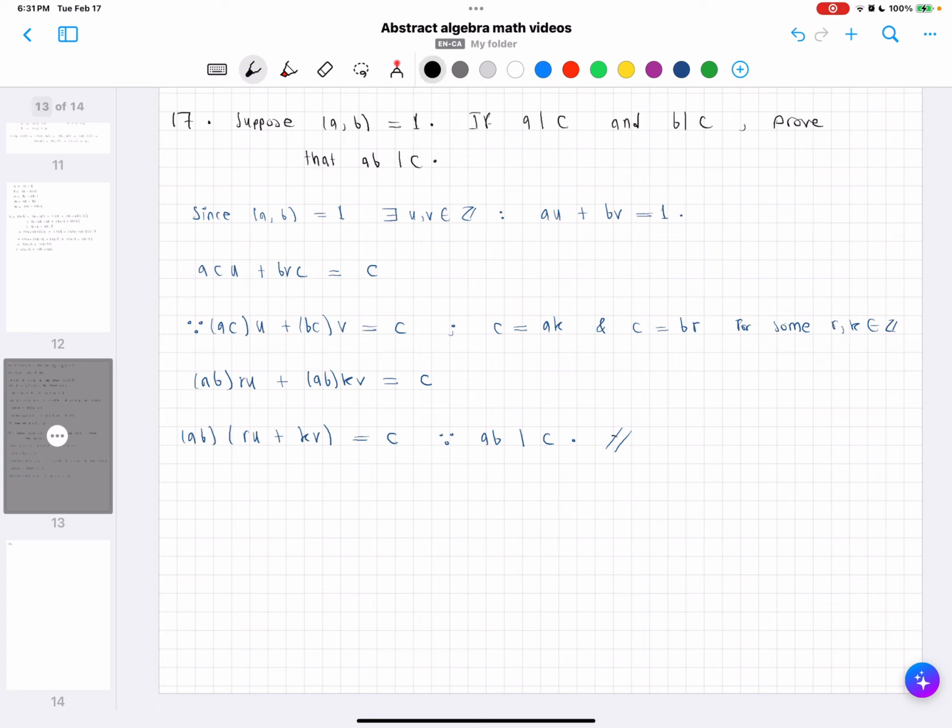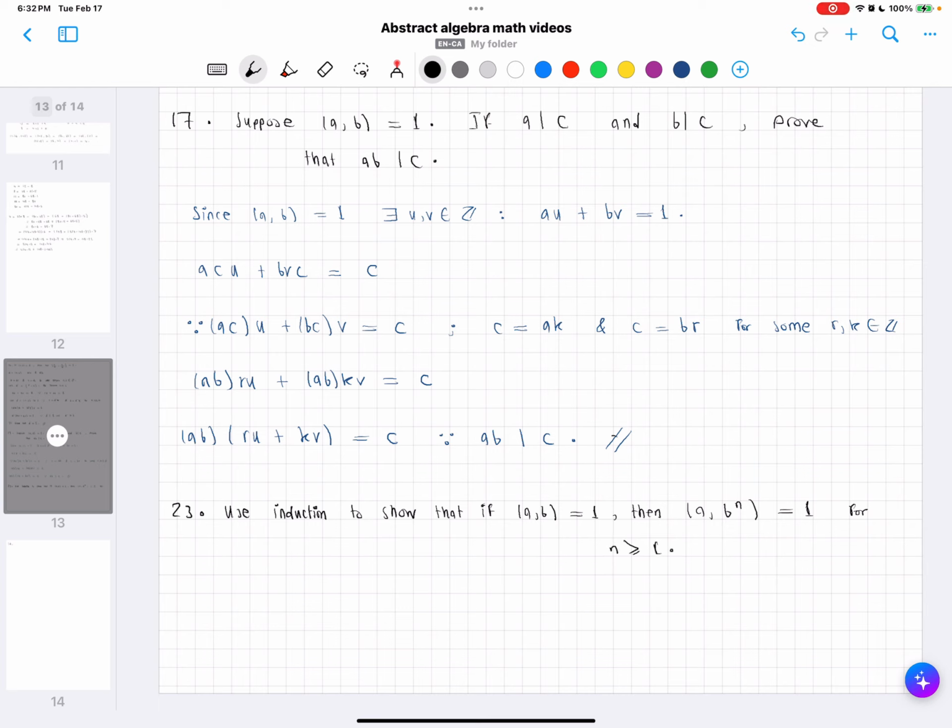So let's use black. It says use induction to show that if the GCD between A and B is equal to 1, then the GCD between A and B to the n is equal to 1 for all n.